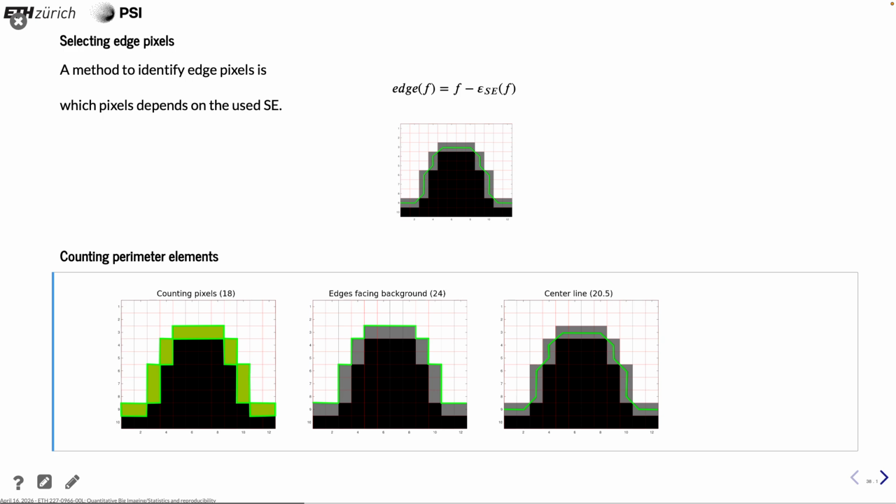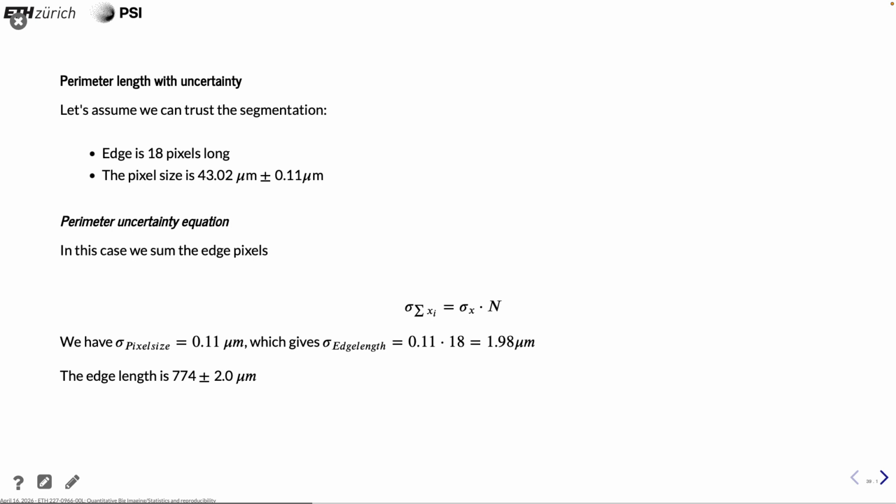But yeah, there are many ways you can define this perimeter. And let's say we trust the segmentation and we use the pixel counting way. Then we see that we got an edge which is 18 pixels long. Now we have the pixel size, which we have an uncertainty on, and now we just want to compute the uncertainty of the perimeter.